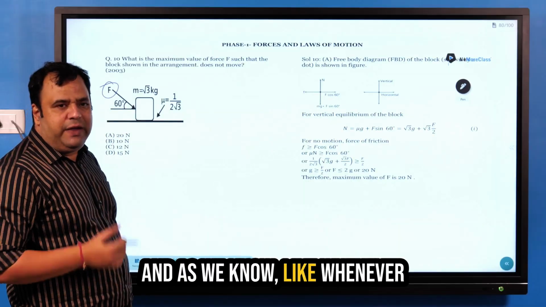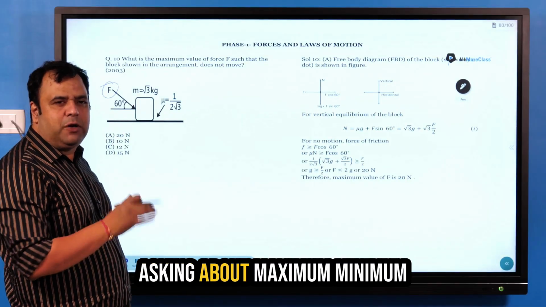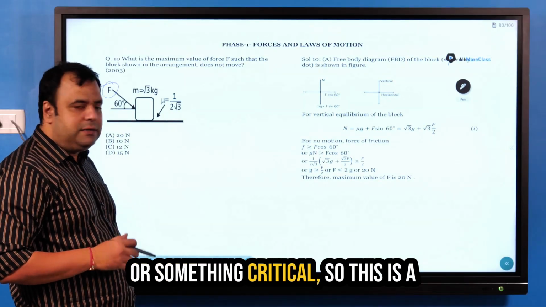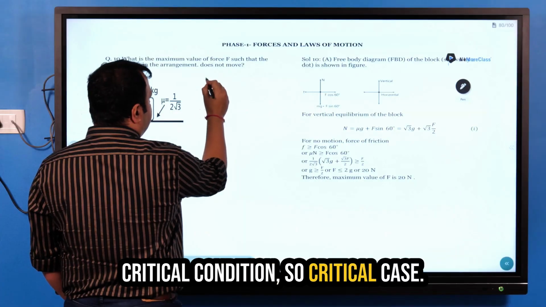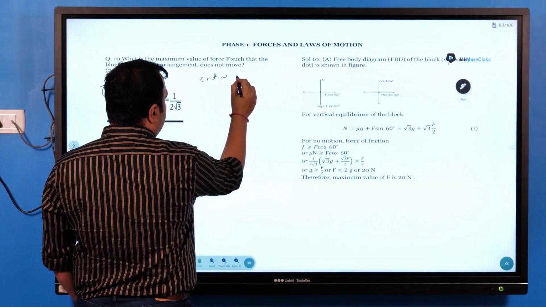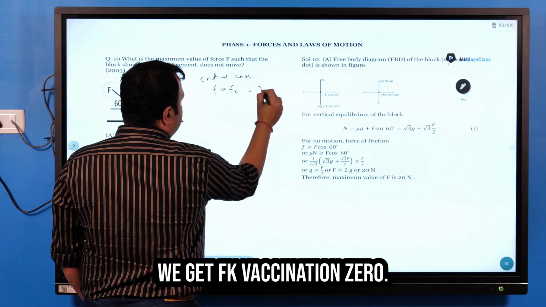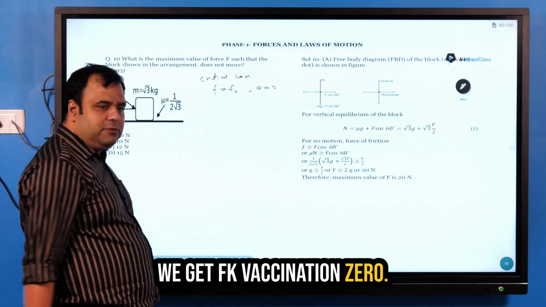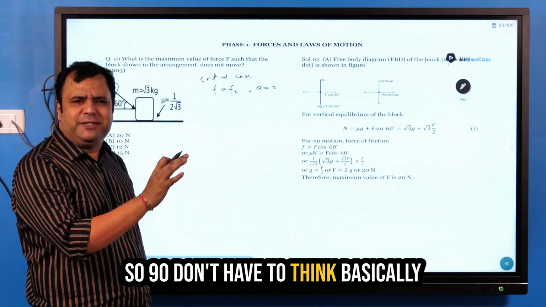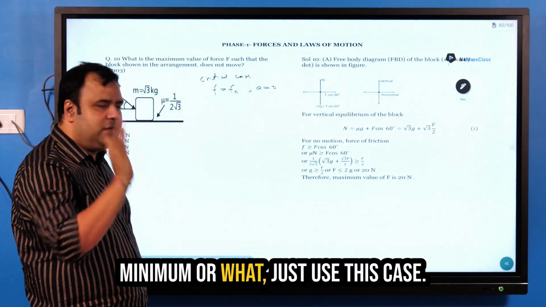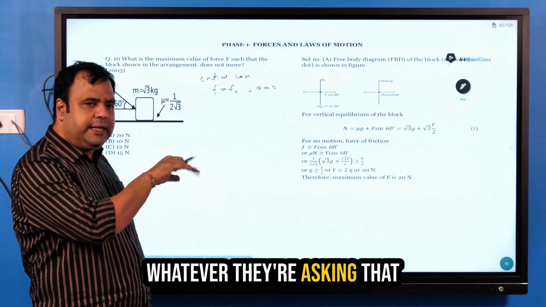And as we know, whenever friction is there and somebody is asking about maximum, minimum or something critical, this is the critical condition. Critical case: friction make it Fk, acceleration 0. Don't have to think whether they are asking maximum, minimum or what. Just use this case, whatever they're asking you will get.